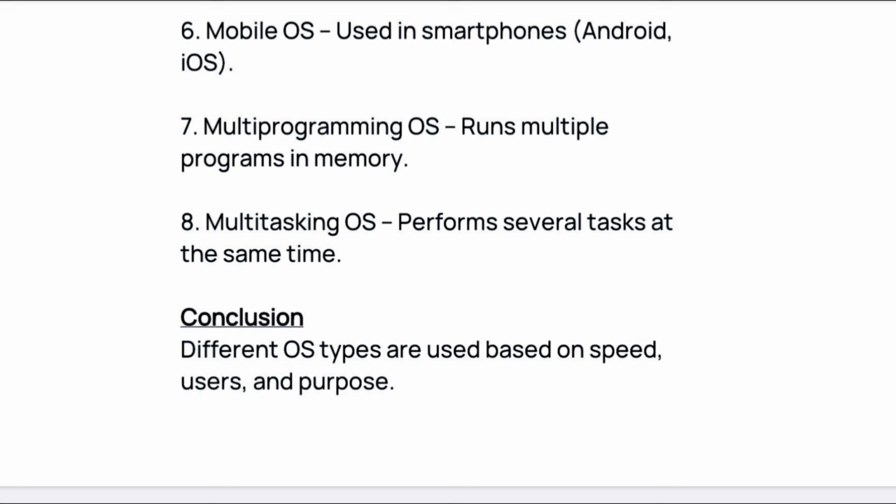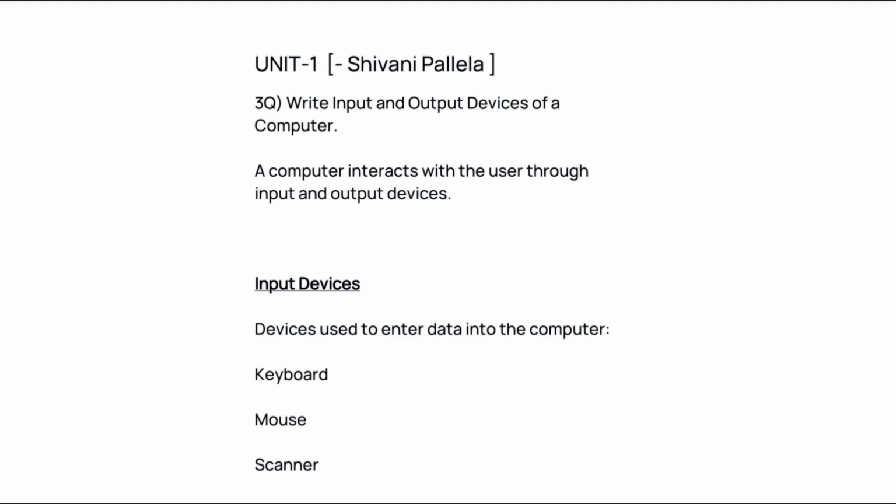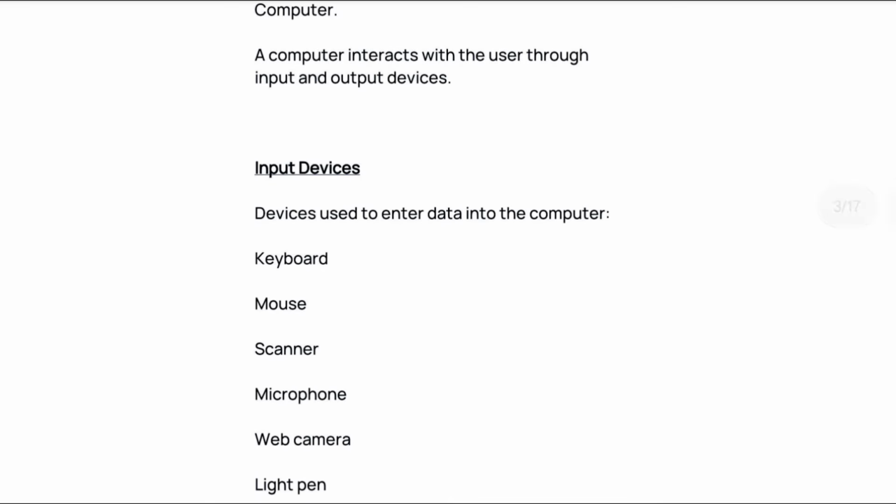Okay, so that's it. And the last question from unit number 1 is write about input and output devices. A computer will have input devices as well as output devices. These are the common answers, so that's why I have given only side headings.